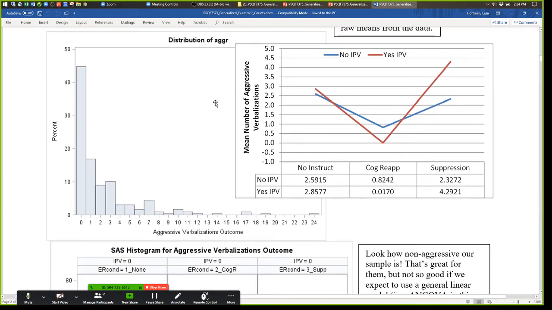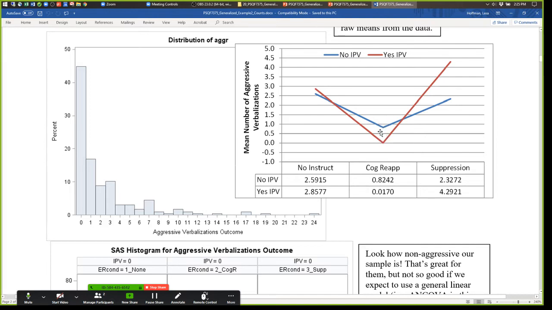So here's the outcome. The outcome we're looking at is number of mean things said, aggressive verbalizations. Looks like there's a whole lot of people who didn't say anything mean, and then a big positive skew of meanness, culminating in someone who said 24 mean things. Here are the cell means, unadjusted, just from the raw data. In the model, these are going to be controlled for performance in a neutral condition, but that covariate didn't matter much, so these are pretty much the means.